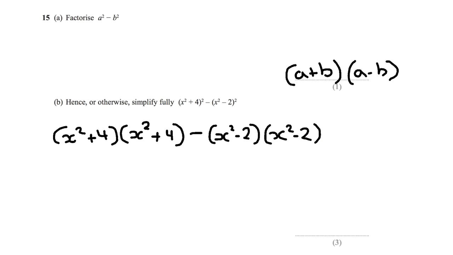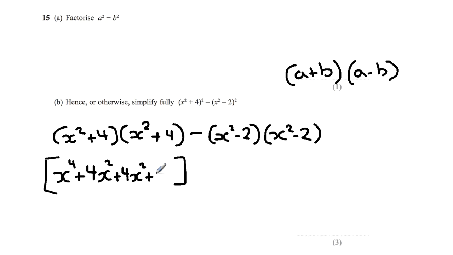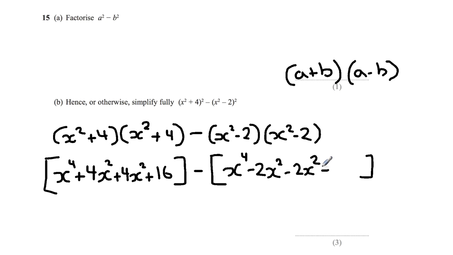I'm then going to expand the brackets on the left-hand side and on the right-hand side. X squared times x squared is x raised to the power of 4. X squared times 4 is 4x squared. Four times x squared is 4x squared. Four times 4 is 16. Going to do the same thing over here. X squared times x squared is x raised to the power of 4. X squared times negative 2 is negative 2x squared. Minus 2 times x squared is minus 2x squared. Minus 2 times minus 2 is positive 4.